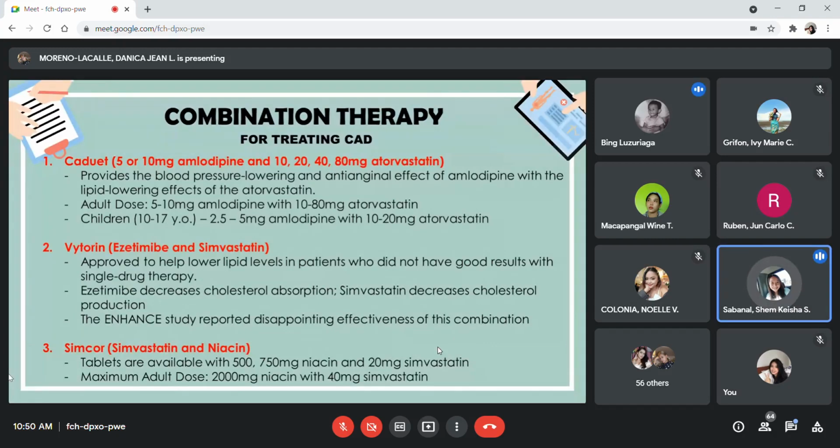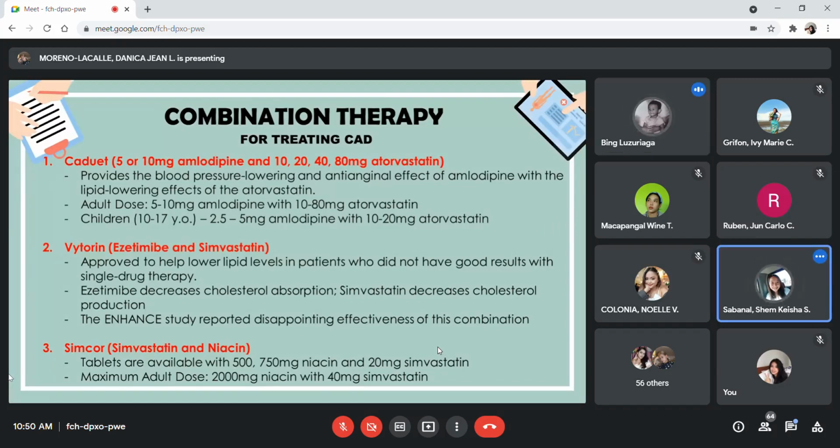So we have here combination therapy for treating coronary artery disease. First, we have our CAD duet. It is a combination of 5 or 10 milligrams amlodipine and 10, 20, 40, or 80 milligrams of atorvastatin. That combination. Never mind the combination. It is not our problem. Just the basic drugs.